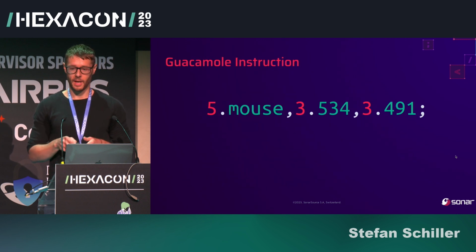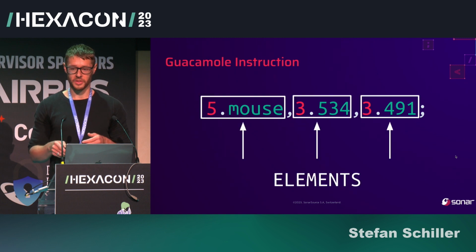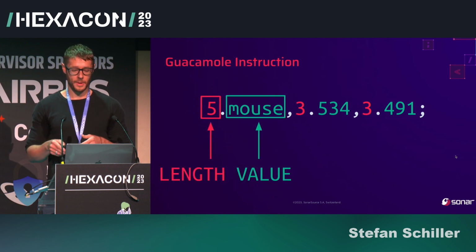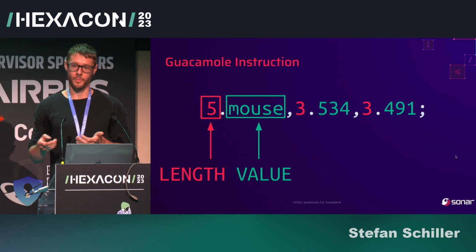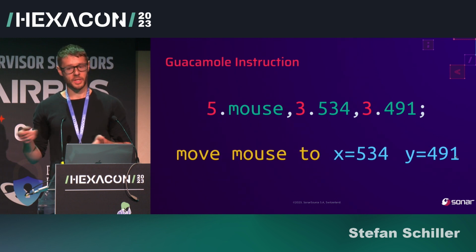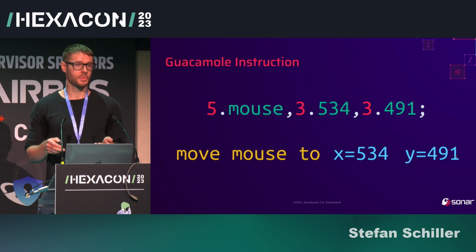The whole communication is based on single Guacamole instructions. And this is an example of such an instruction to move the mouse. It consists of 3 elements in this case, which are comma separated and terminated by a semicolon. The first element is called the opcode, and all following elements are arguments to this opcode. Each element on its own consists of a decimal integer for its length, followed by a separating period, and the actual value. The length of this value is denoted by the decimal integer in front of it. So in this case, this instruction is sent by the client to set the mouse position to the provided x and y coordinates.